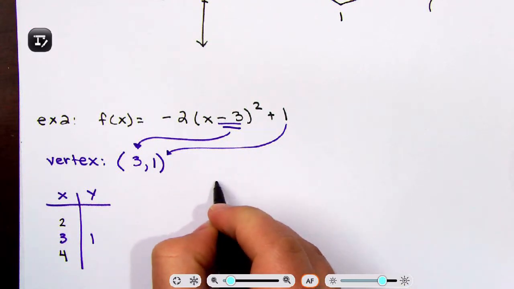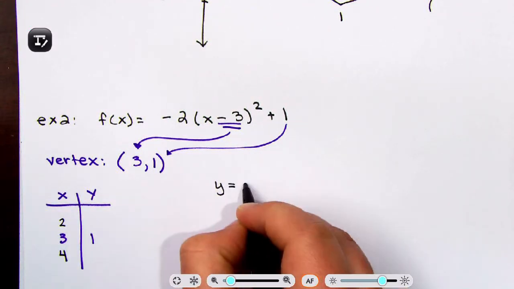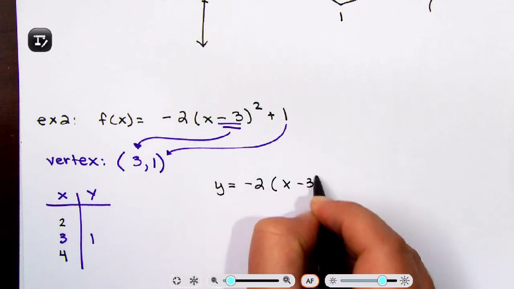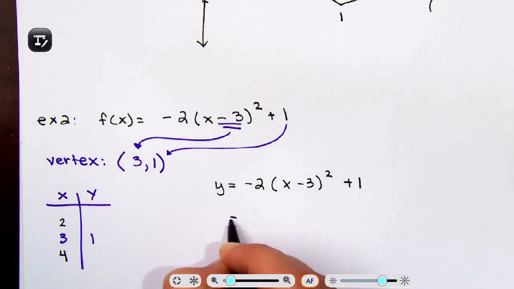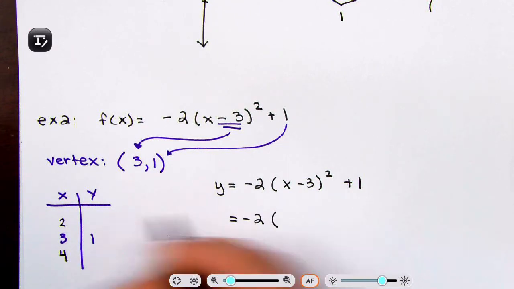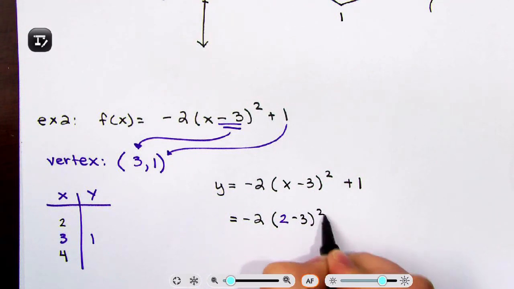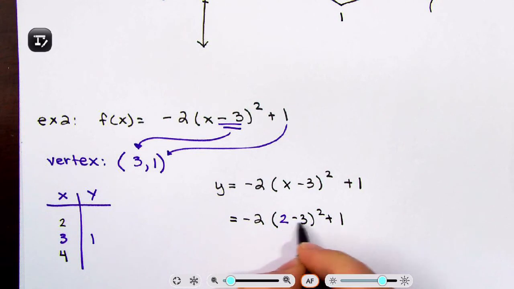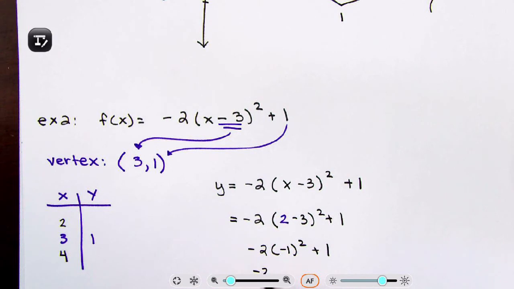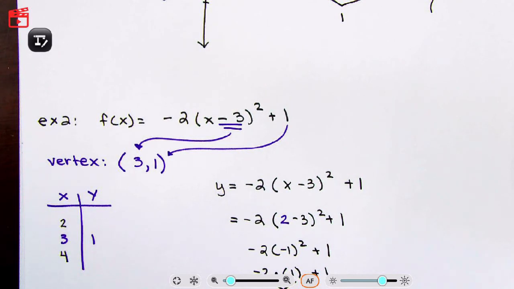Taking my original equation, I have y or f of x, it depends on whichever you want to write. X minus 3 squared plus 1. So I have -2 times, I'm going to put 2 in first in place of x. 2 minus 3, that is a -1. So I have -2 times -1 squared, which is a +1. This is -2 times 1. Do that first. Then we have this +1, which gives me a -1. So when my input was 2, my output was -1.